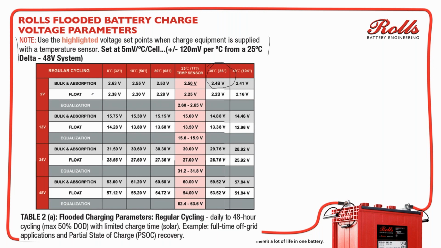So we would prefer that you use temp sensors, and of course, these charts are all in the manuals. This is the flooded lead acid. The next chart is for flooded lead acid for, say, cabin or cottage use, where there's not someone on site using a lot of power, you can use a lower voltage.